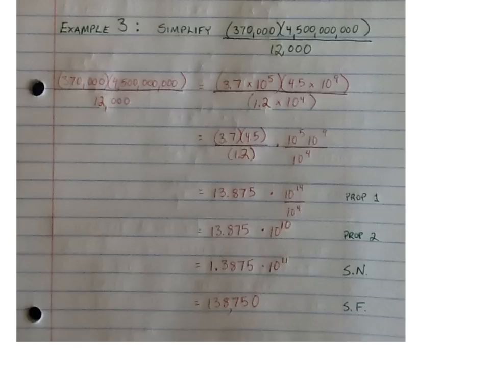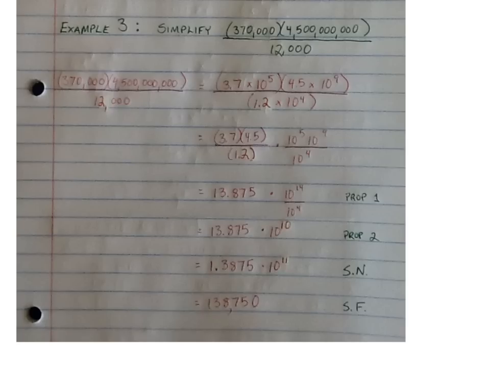And this is the sort of activity where you could plug it into a calculator. However, this skill test will be calculator free, or largely calculator free. So what we want to do is perhaps write it into scientific notation. So the first thing I did was I took 370,000 and wrote it as 3.7 times 10 to the 5th. And then I took 4.5 billion and wrote it as 4.5 times 10 to the 9th. And then I took 12,000 and wrote it as 1.2 times 10 to the 4th.